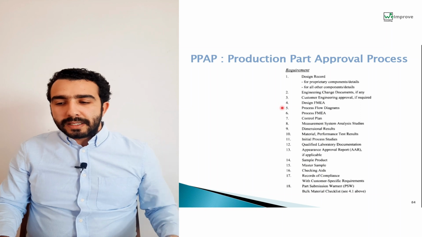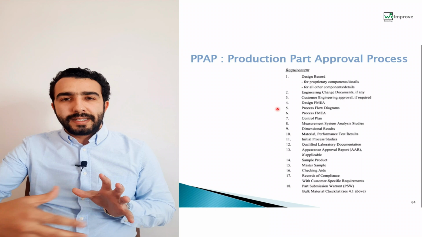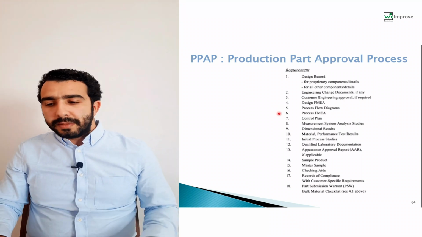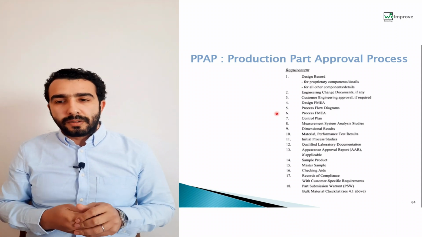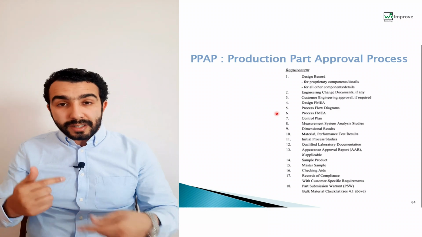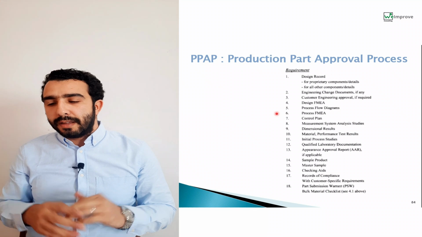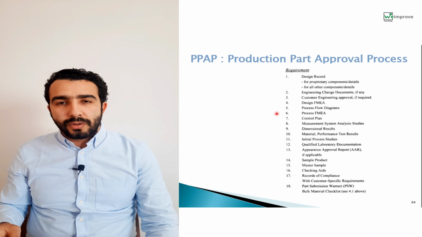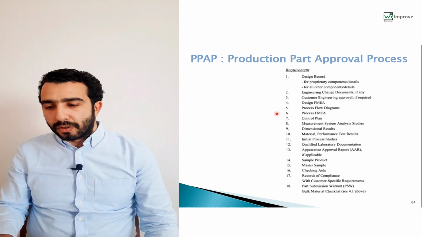The fifth element is the process flow diagram, which is describing all the steps and sub-steps of your process. The sixth element is the process FMEA, so all the failures regarding your process. I have already made a video regarding a reverse FMEA, but I will also do, in the future, a video of the process FMEA, because the FMEA is also part of the core tools, and I decided to make a series of the core tools.